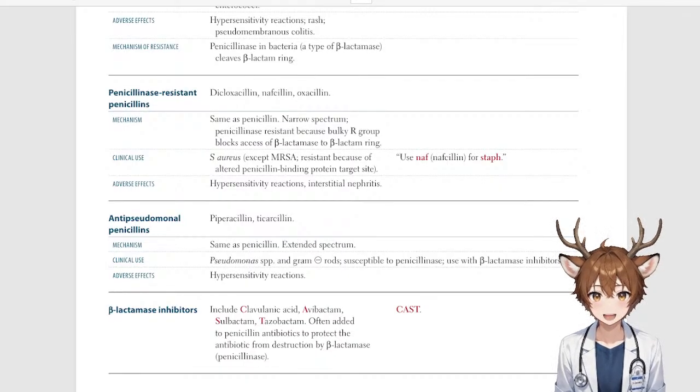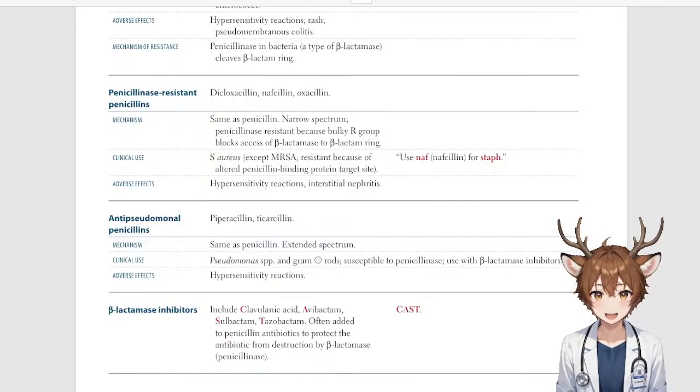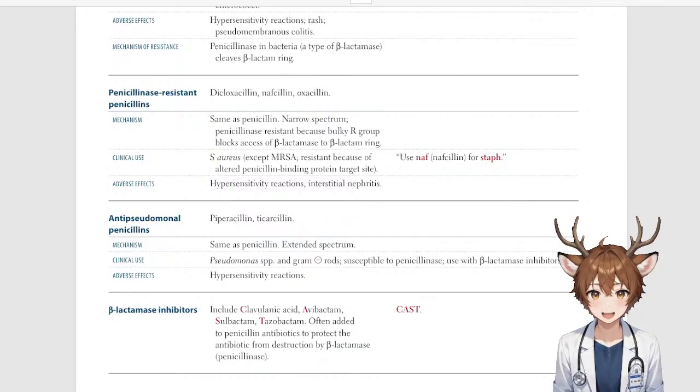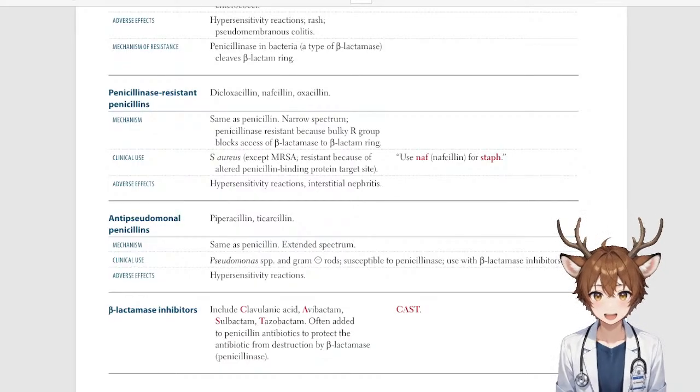Okay. What are the mechanisms of resistance, though, for this type? MRSA has an altered penicillin binding protein target site, so this will still have some resistance in this case.